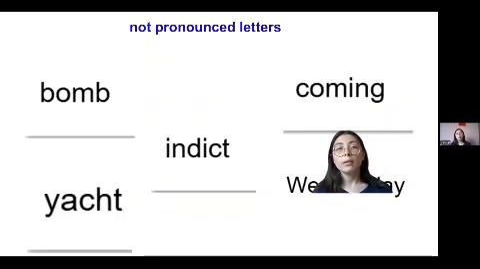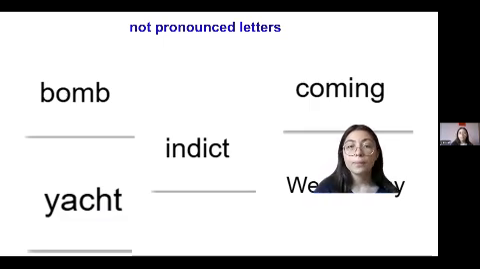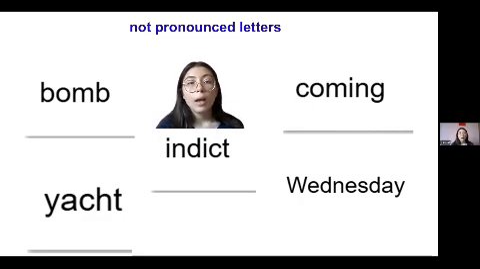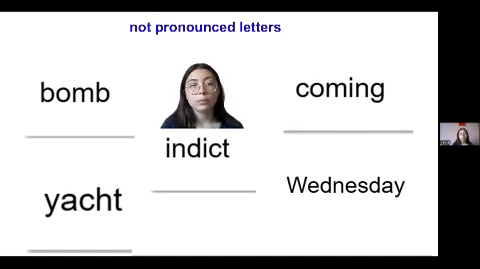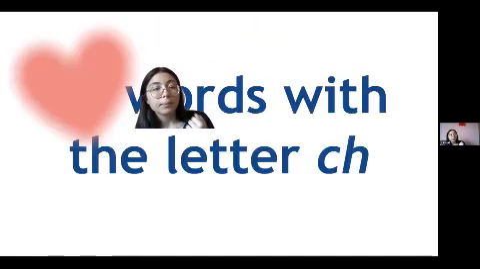Now we have not pronounced letters, such as in Wednesday. When we say Wednesday, we're not pronouncing the D. And yacht, we're not pronouncing the C, as you say. And we're saying bomb, and we're not pronouncing the B.